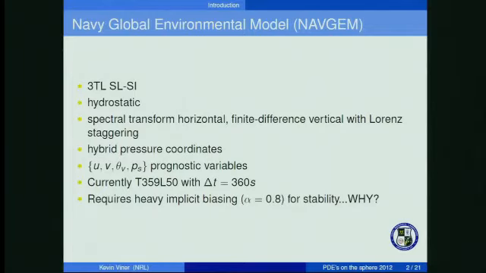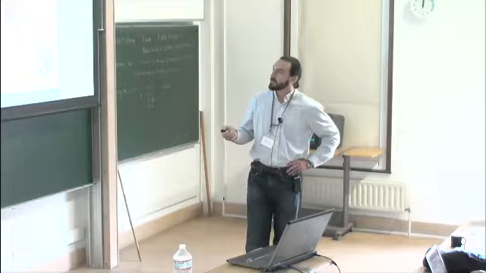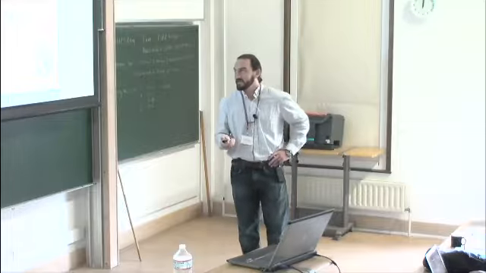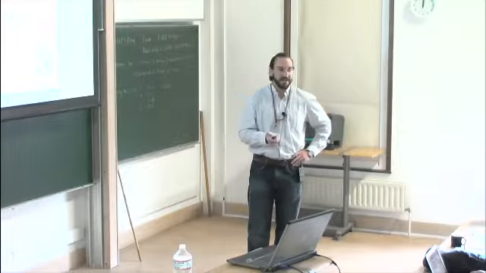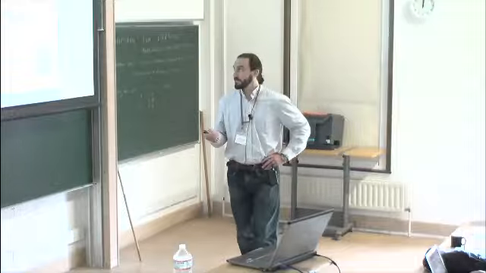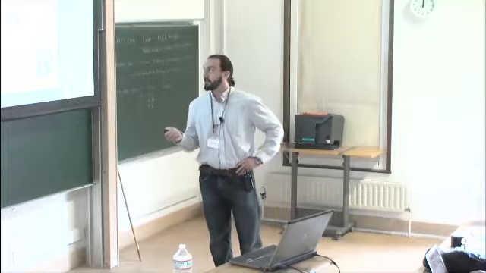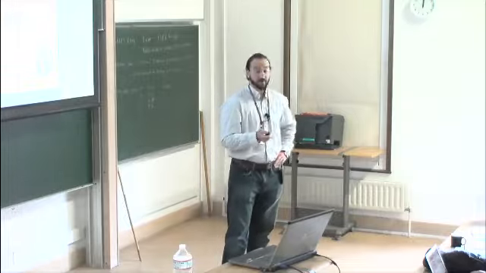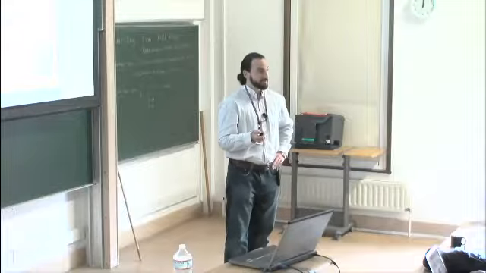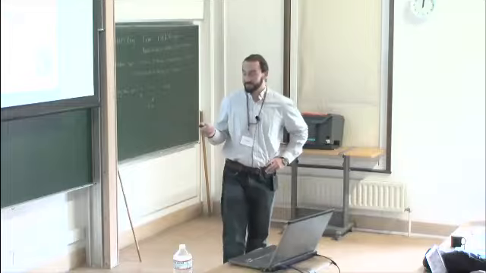So currently, we're at T359 L50, so just under 40 kilometer resolution, and we use a pretty conservative time step of 360 seconds. And even with the background that I had, I was very alarmed when I saw that it required a heavy implicit biasing, so a biasing parameter of 0.8 for stability. And so the big question that I wanted to answer was why? In large part because I knew if I wanted to study gravity waves, I would need to have some gravity waves, and this tends to go against that.